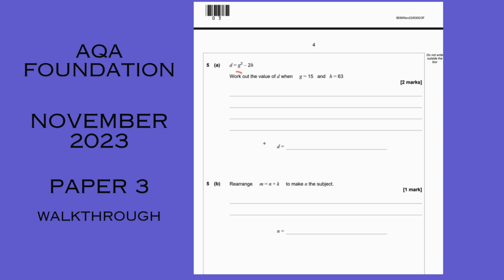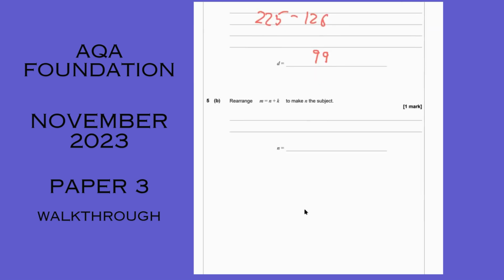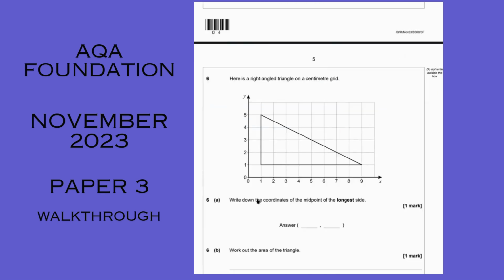So g squared is 15 squared. Again, you'll either know it or stick it in your calc. Take away 2 lots of 63. That's 126. So BIDMAS applied, indices, multiplication, finishing on subtraction, for 99. Rearrange, not a bad one here, so subtract k from both sides, and you get m minus k for your 1 mark. Correct answer.